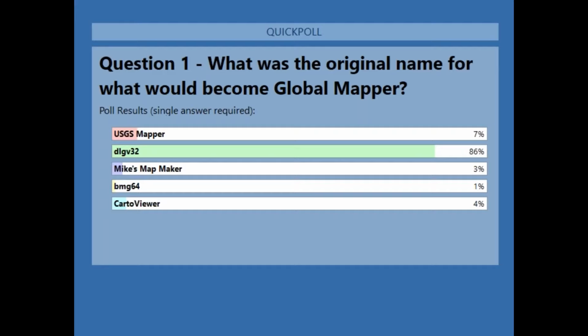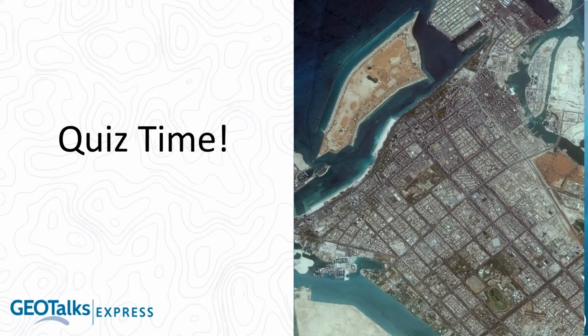No, it was DLGV, Digital Line Graph Viewer 32. Speaking of which, our next question.